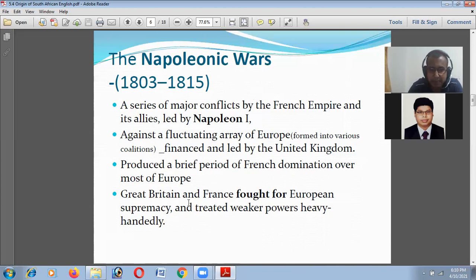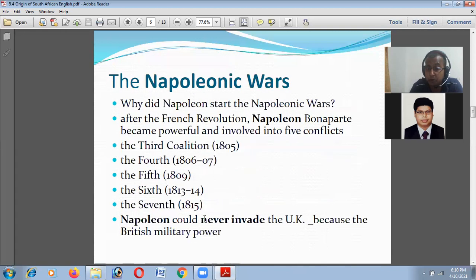So Napoleon Bonaparte dominated most of Europe. But Great Britain and France fought for European supremacy and treated weaker powers heavy-handedly. And it is Napoleon Bonaparte who occupied most of Europe. After the French Revolution, Napoleon Bonaparte became powerful and was involved in five conflicts: the Third Coalition, the Fourth, the Fifth, the Sixth, and the Seventh.